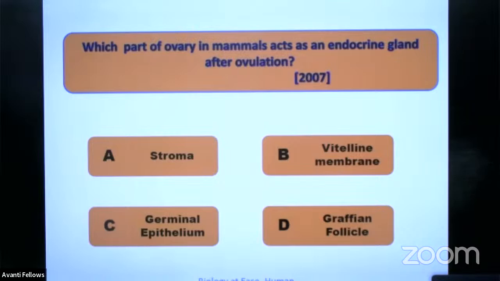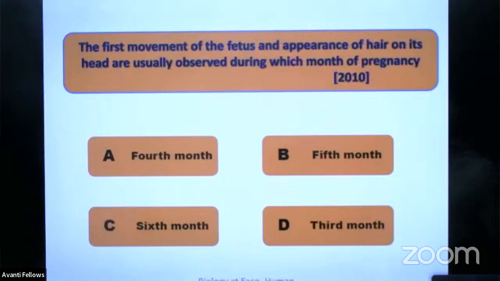Then we will move to another question, question number 35. Which part of the ovary in mammals acts as an endocrine gland after ovulation? No doubt it is a temporary gland only. And the correct answer is the Graafian follicle. All others are not glands. Vitelline membrane, germ epithelium or stroma are not glands, whereas the Graafian follicle can act as an endocrine gland, but a temporary one, to secrete the progesterone hormone.